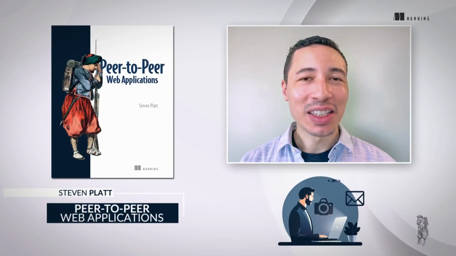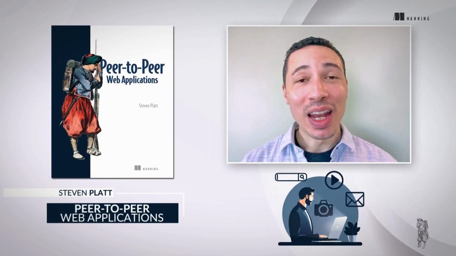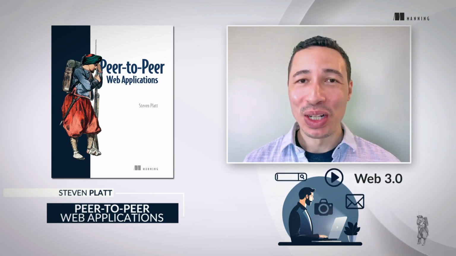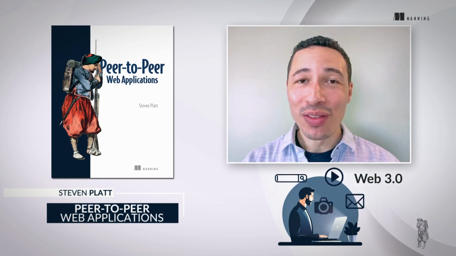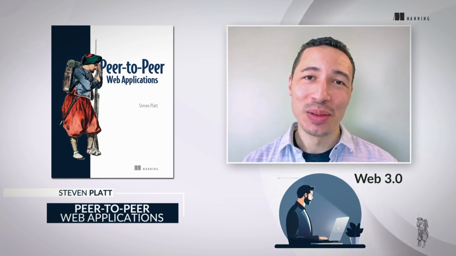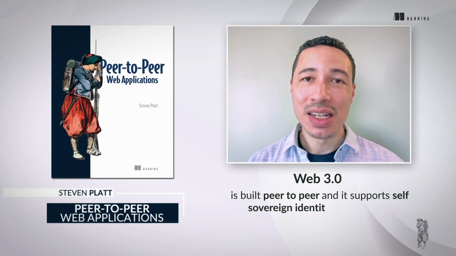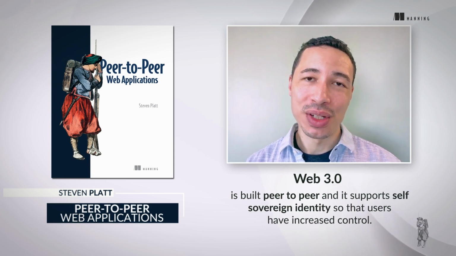The internet is constantly evolving, and now we have arrived at Web3. Web3 is a lot more than blockchain, however. It's an evolution of the entire internet as we know it. It's built peer-to-peer, and it supports self-sovereign identity so that users have increased control.